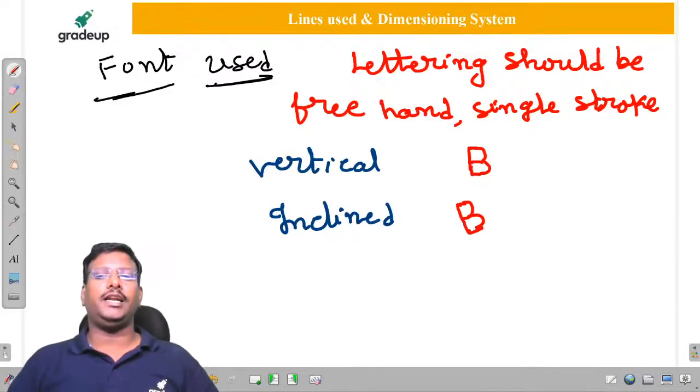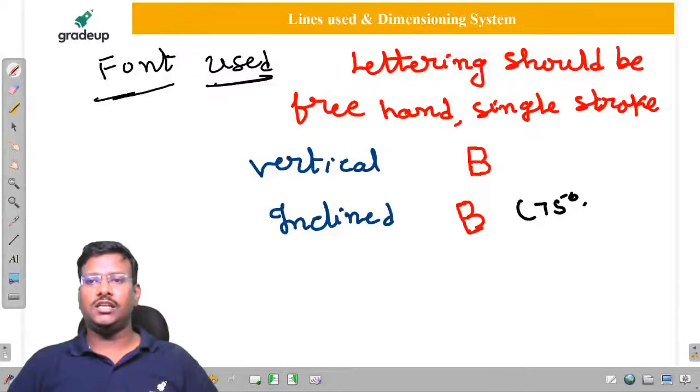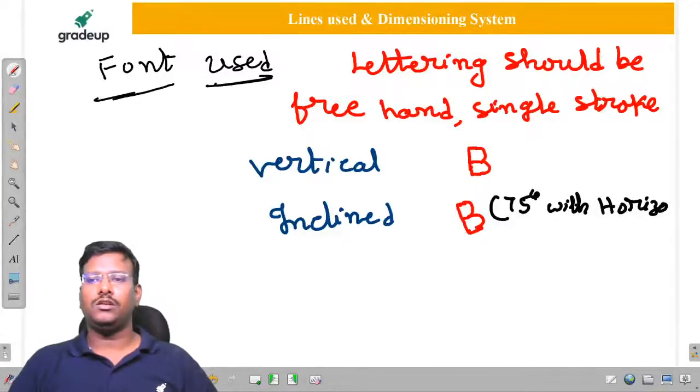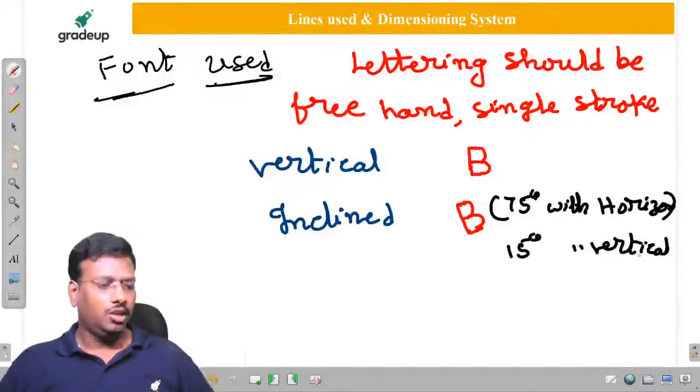Inclined means this is inclined lettering. The thing is, inclined is 75 degrees with horizontal. So inclined is always 75 degrees with horizontal or 15 degrees with vertical. This is important. These two words are important.